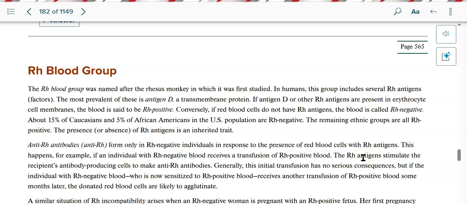But what if you do? So if you're Rh negative, you could get an Rh positive transfusion once. You would not have the antibodies to glue those cells together, but your immune system would be introduced to Rh positive blood, so to speak, and it would produce anti-Rh antibodies for future use. So then if you got a second transfusion of positive blood, you would glue those cells together and it could kill you.